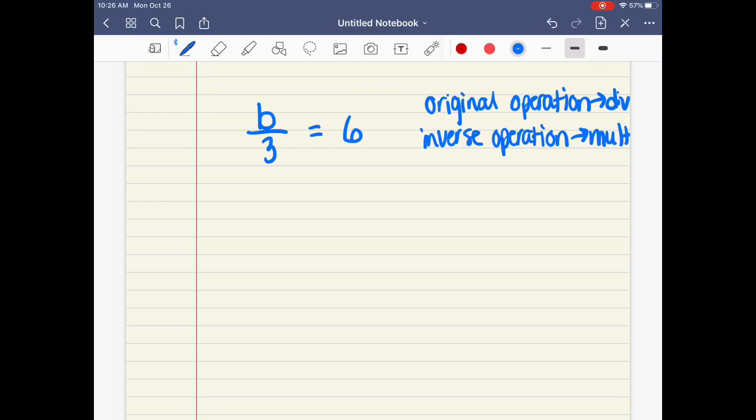So b is our variable. We're trying to get 3 away from that. So we are going to multiply this side by 3, and we are also going to multiply this side by 3. These 3's go away. We bring our b down, our equal sign down, and we're going to multiply 6 times 3, which gets us 18.